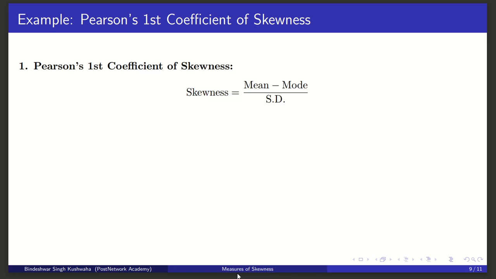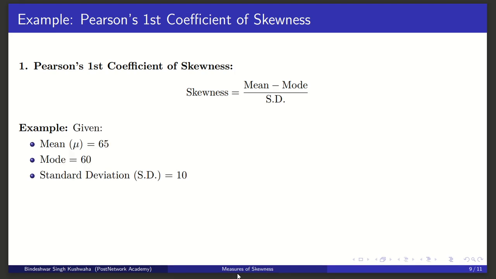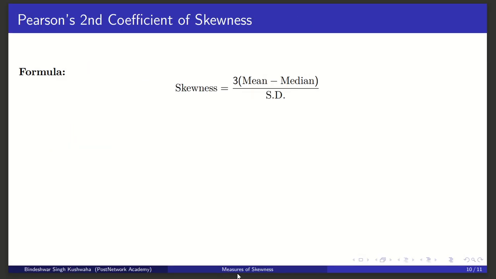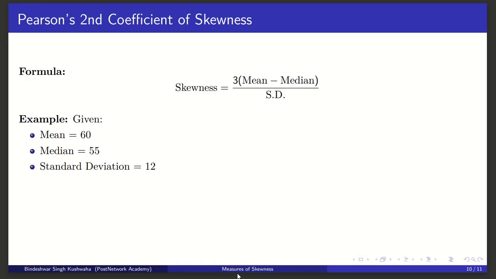Let us see the first one, Pearson's first coefficient of skewness. Take values mean 65, mode 60, standard deviation 10. So skewness would be 0.5: 65 minus 60 upon 10. You can understand very easily. Next one, skewness is 3 into mean minus median upon standard deviation. If values are given, just plug them in and you will get 1.25.